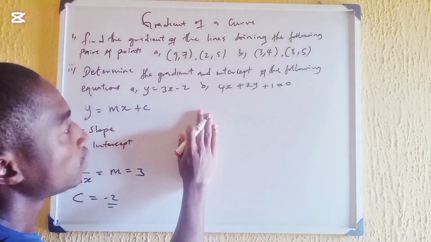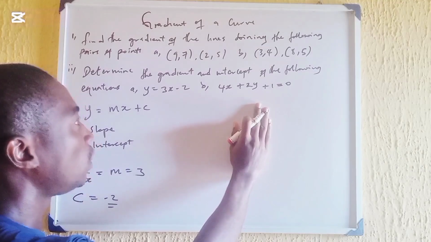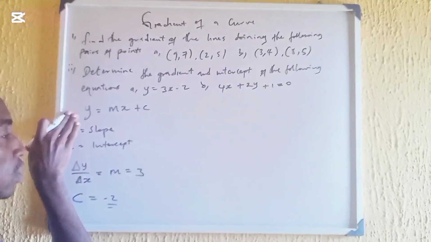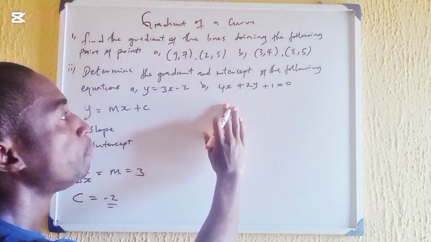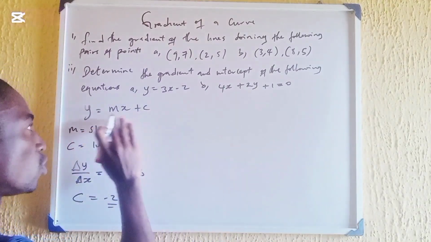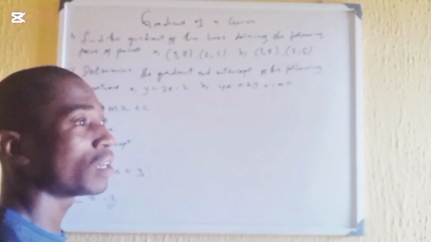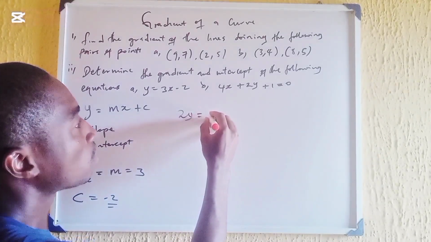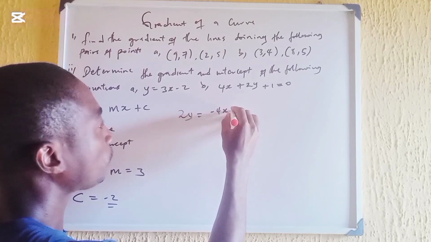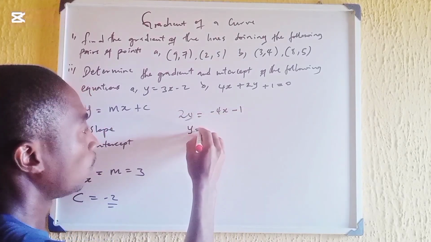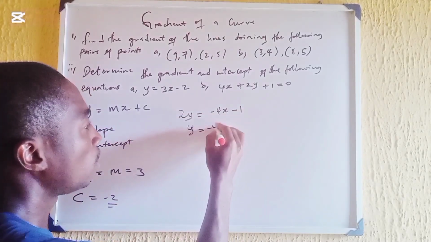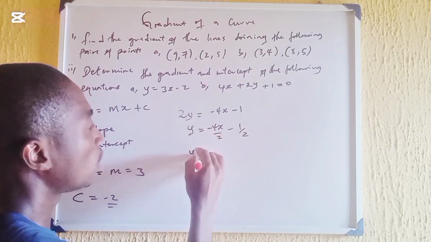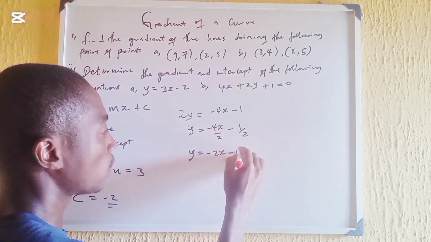Okay, for the b part, this is also the equation for a straight line. The only difference is that it has not been arranged to look like the equation for a straight line. So what do we do? We make it look like the equation for a straight line. Then by comparing, we can get our slope and intercept. So we say 2y is equal to minus 4x minus 1. So y will be minus 4x over 2 minus 1 over 2. y will be minus 2x minus 1 over 2.